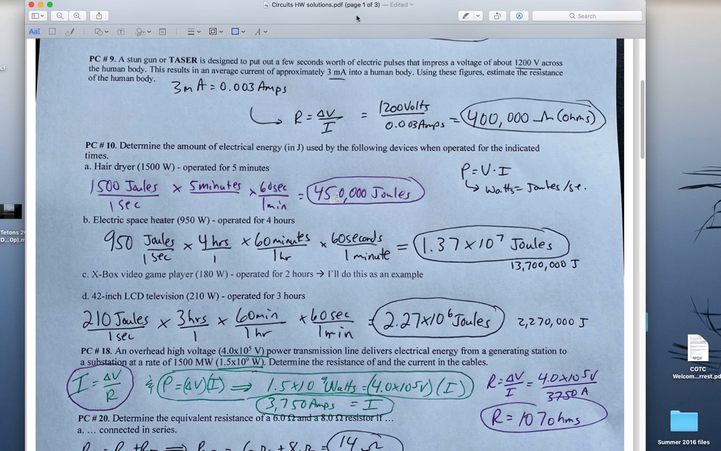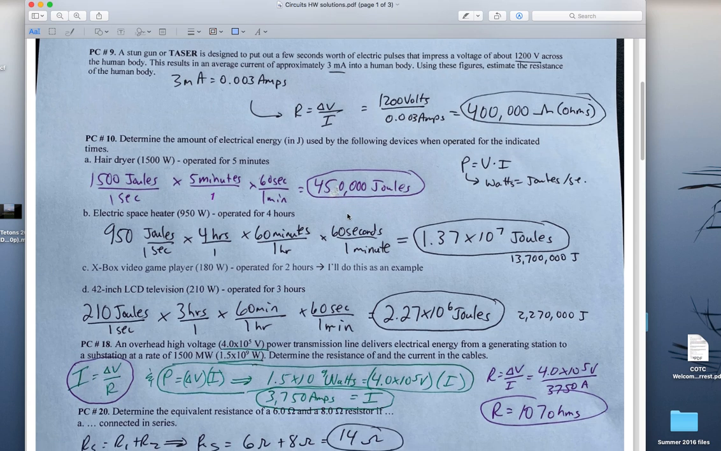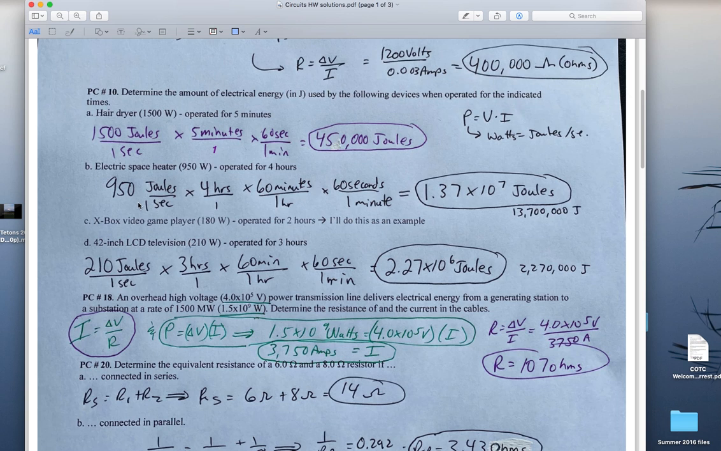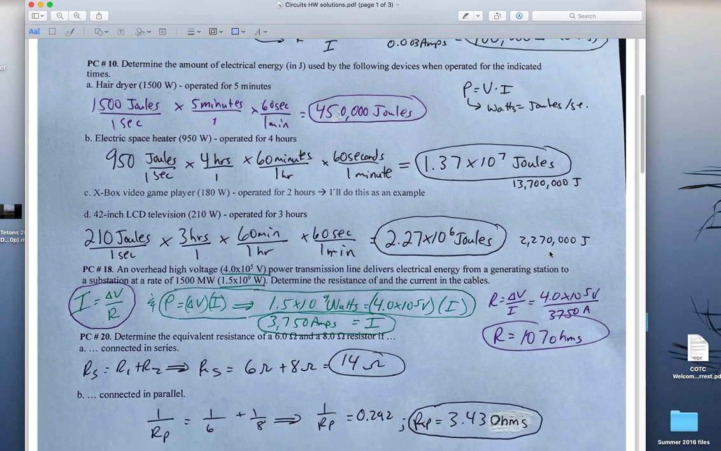I multiply it by 5 minutes, and multiply that by 60 seconds for every 1 minute, and this gets 450,000 joules. This one, same idea. It's for 4 hours, so 950 joules per second times 4 hours, 60 minutes per hour, 60 seconds per minute. You could do this in one fell swoop as 3,600 seconds per hour if you know that conversion. So this comes out to about 13,700,000 joules. Same thing here, 2.27 million joules as our answer.